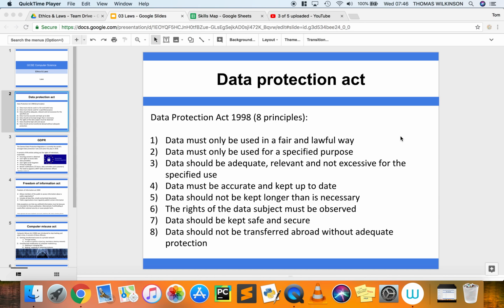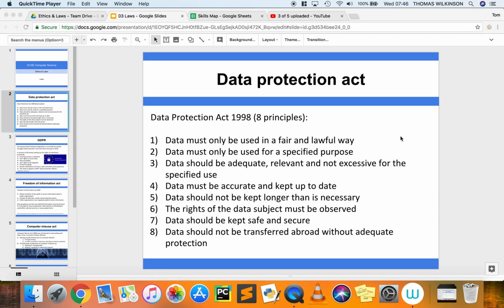Now, with any question like this, I would suggest that you go and find some longer answer exam questions related to the Data Protection Act. Your teacher should be able to point you in the right direction, because it's only through practicing these. The knowledge is one thing, but being able to apply it to the scenario is where most of the marks are in questions like this.